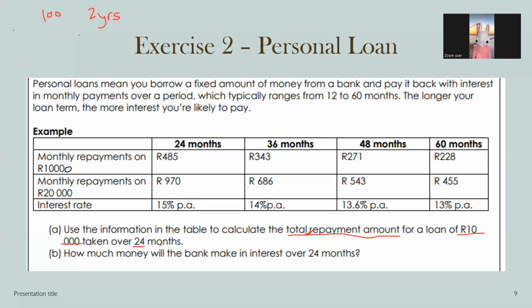over 24 months. So before you, okay. 11,640. Okay, so what did they say? Use the information, total repayment of a loan of 10,000. Okay, so the amount you need to pay for the 24 months is 485. Perfect. Then 485 rand multiplied by 24 months is going to give us 11,640. Okay, let's just check if that is correct.